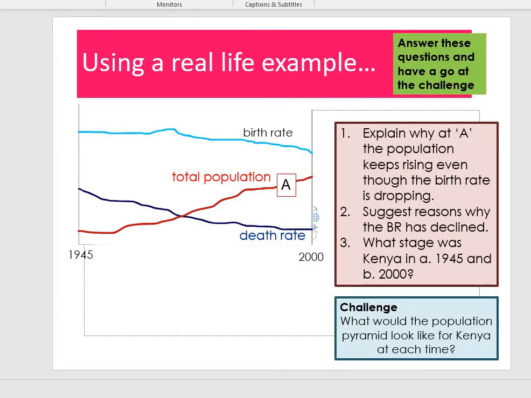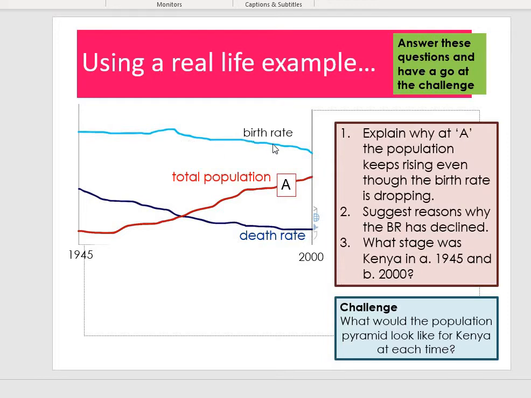Okay, so what we need to do on this slide is have a go at answering these questions. And we've got here a graph showing what is happening in Kenya in 1945 to 2000. And we can see we've got the birth rate, we've got the death rate, and we have got the total population. So the first question is asking us at A, why is it that the population is still rising even though the birth rate is dropping? Because if the birth rate is dropping, you might think logically that should mean that the population is going down. But have a look at where the death rate is and that gives you your answer.